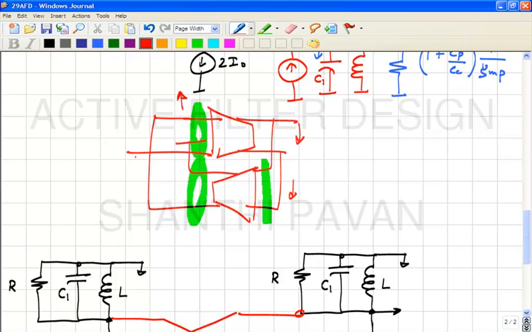Let's say I break the loop here. It will increase. So what kind of feedback is this? Both of them have the same sign, right? And one output is the input of the other. Both of them are feeding on each other, correct? So even though there is negative feedback for differential signals in the gyrator, there is positive feedback for common mode signals.